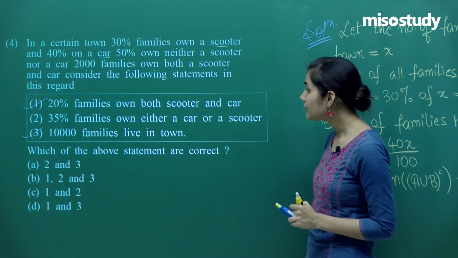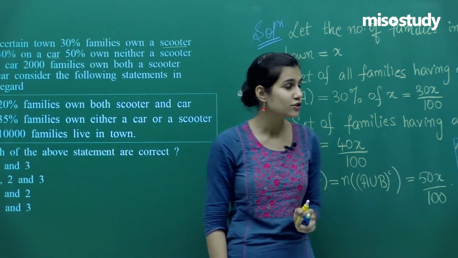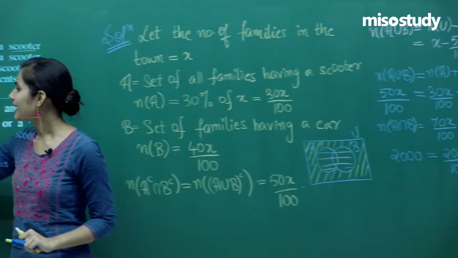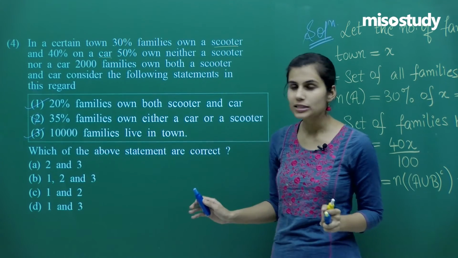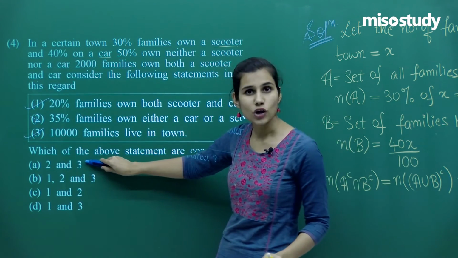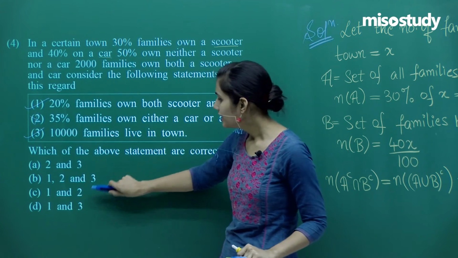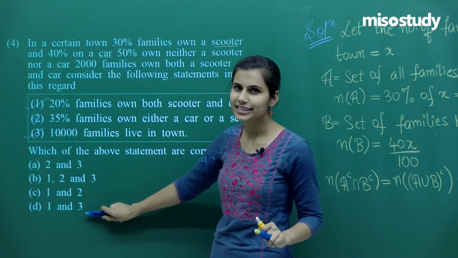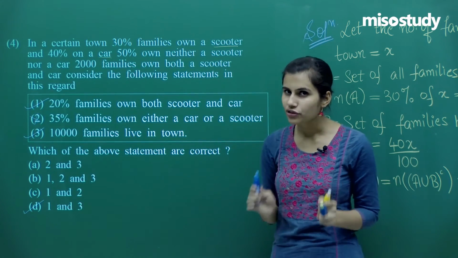35% of families own either a scooter or a car, which means A union B should be 35% of x. That is not something that we are getting, and therefore the second statement is not true. Just look at the options. One says 1 and 3 is correct. This does not say that. This says 2 is also correct, but 2 is not correct. This says 3 is not correct, but it is correct. 1 and 3, the D option is the perfect option because it says 1 is correct and 3 is correct.